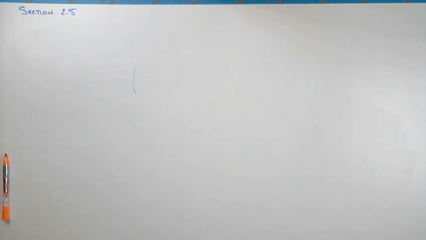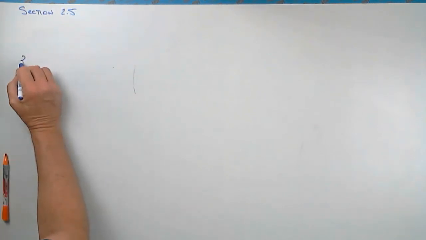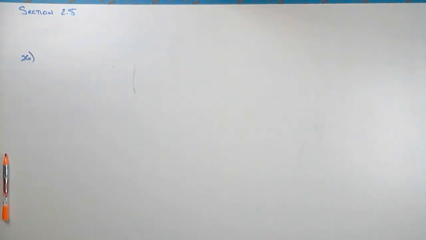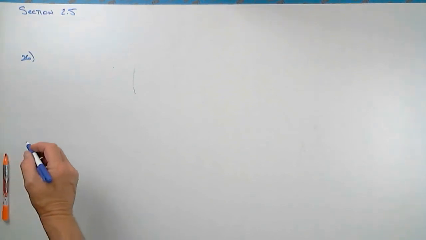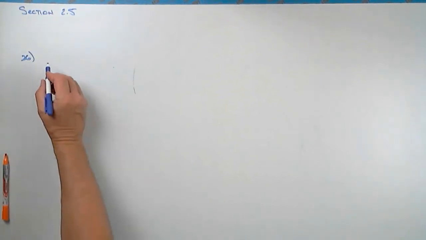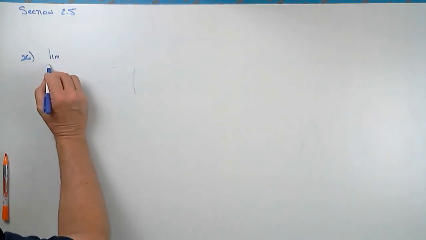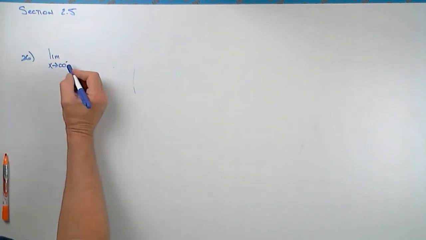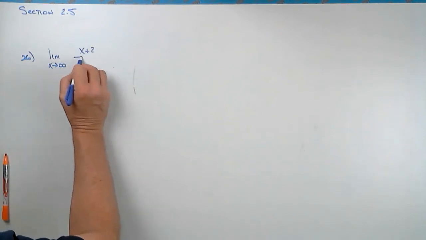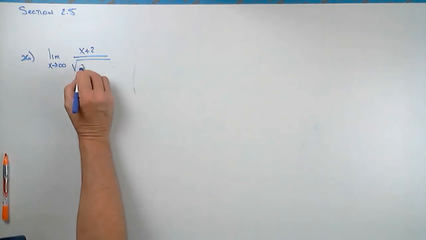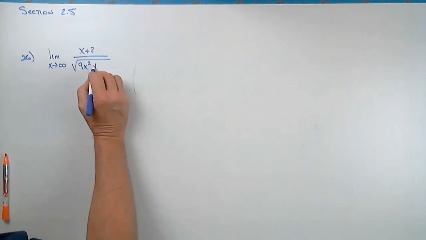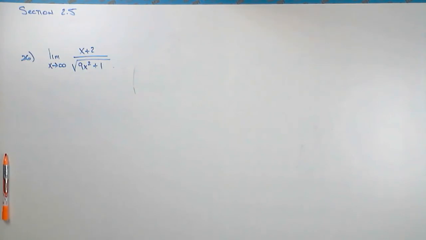Now, what about 26? 26 is a little different. I don't think there's an example in the book on how to do 27, but there is an example. There is not an example on what to think about with 26. So let's take a look at 26. 26 says, what's the limit as x goes to infinity of x plus 2 divided by the square root of 9x squared plus 1. Now we have to do a little thinking on this one.